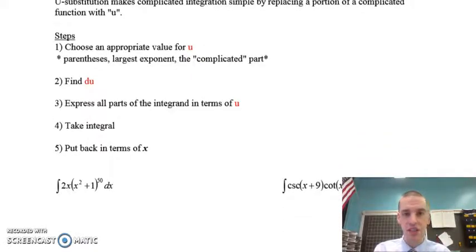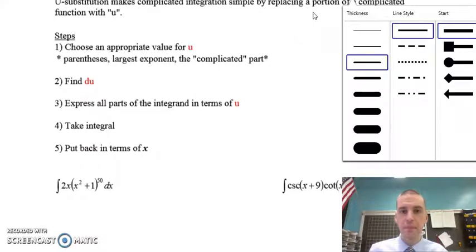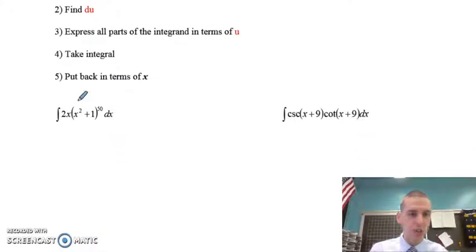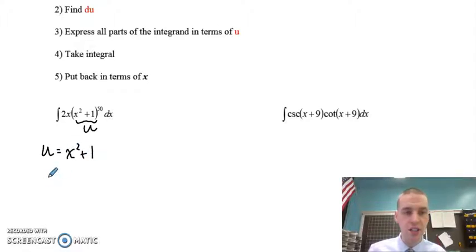So let's just get started by actually doing a problem here. Let's get that pen set up. So again, the inside right here is what we are going to let u be. So we're going to say u equals x squared plus 1. Now the nice thing is that when I take the derivative here, du over dx.